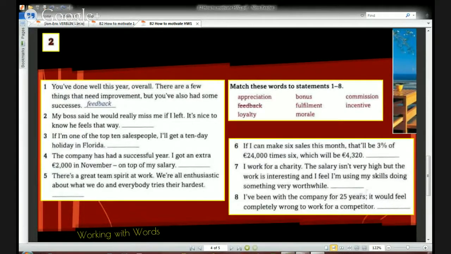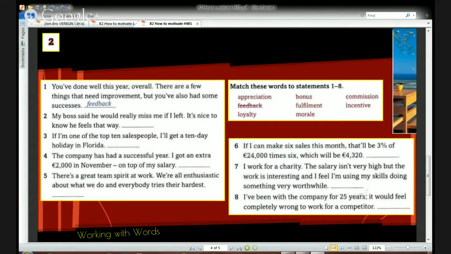So right, when you see team and spirit together, you know it's got to be morale. So morale is the general feeling. You've got positive feelings or negative feelings. So good morale and bad morale, right? So here, it's the sense of morale, good morale.